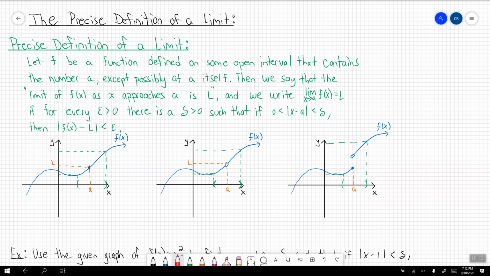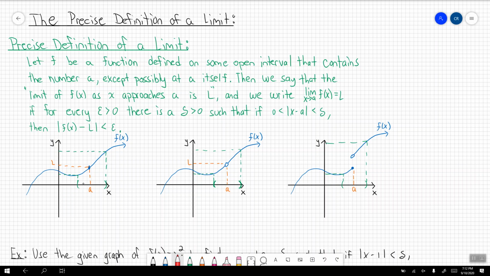For the first function on the left-hand side, I identified some a value on this x-axis. That a value will then be an input for the function, and then we will be able to establish that we will have some output L. Now, what does this mean for us in terms of an epsilon-delta definition of the limit?